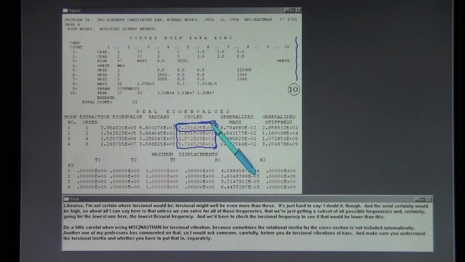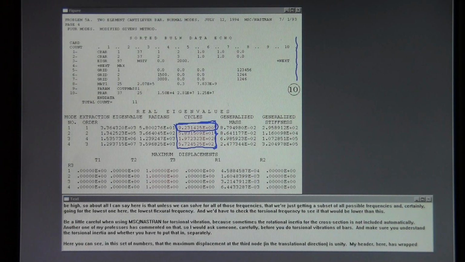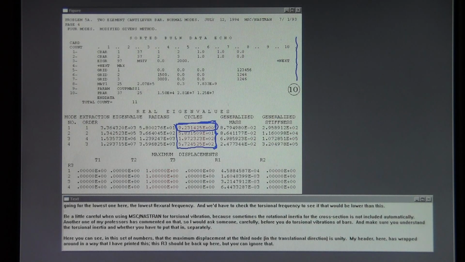Be a little careful in using MSC Nastran for torsional vibration, because sometimes the rotational inertia for the cross-section is not included automatically. Another one of my professors has commented on that, and so I would ask someone carefully before you do torsional vibrations of bars, and make sure you understand the torsional inertia and whether you have to put that in separately.